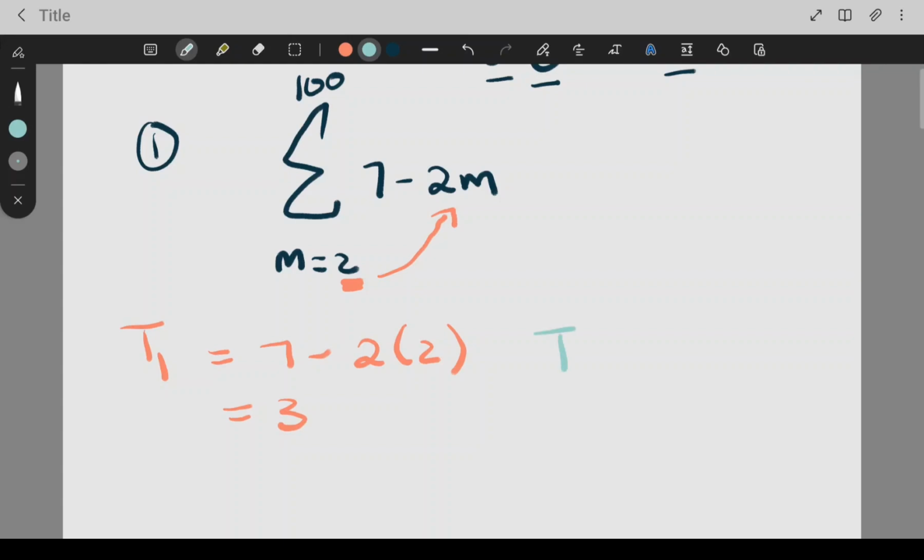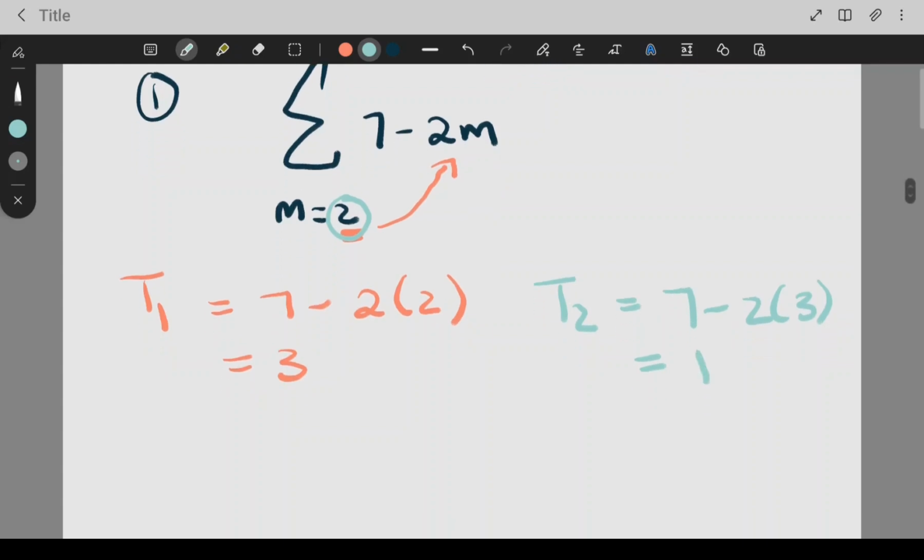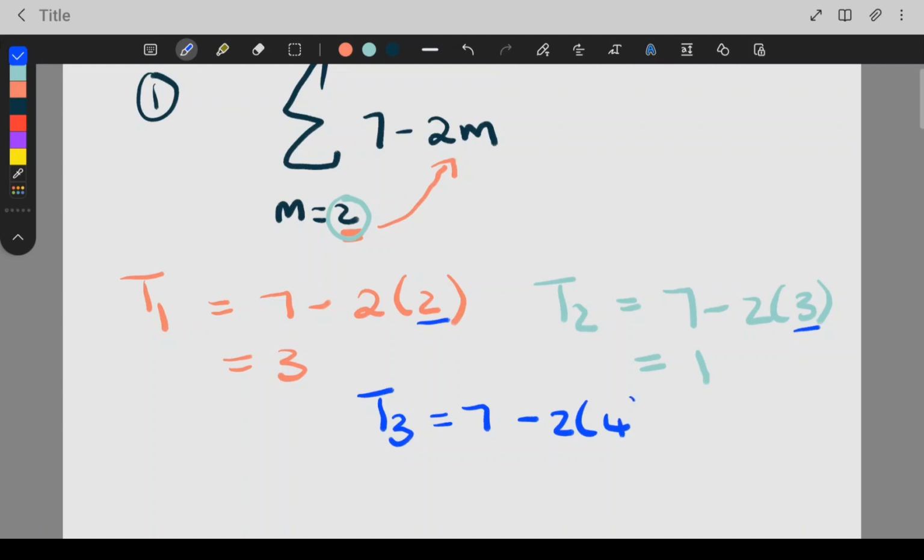Then, to get term 2, I sub in the number after 2. So if this is 2, the number after that is 3. So then I'm going to sub in 3. But this will give me the 6. So this answer here is 1. Okay. Then, to get the third term, I'm going to sub in the next number. So I subbed in 2, I subbed in 3. So now I'm going to sub in 4. And here I get negative 1.